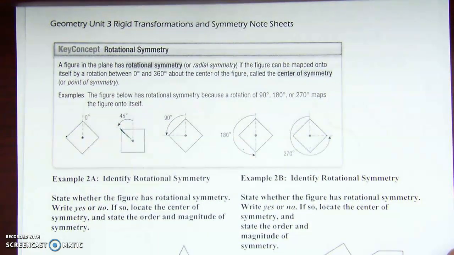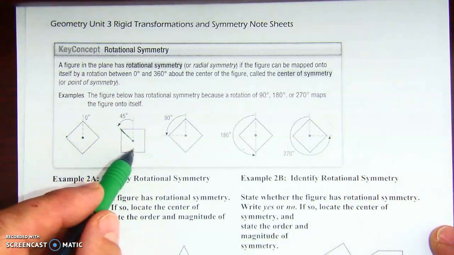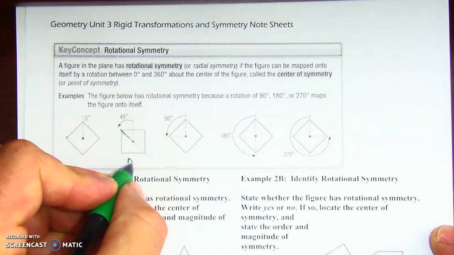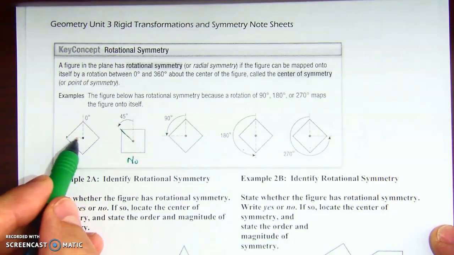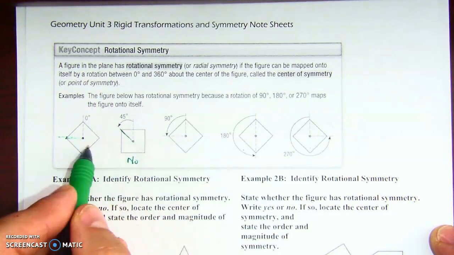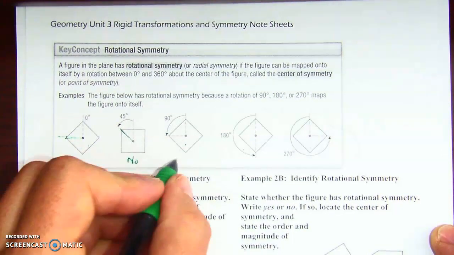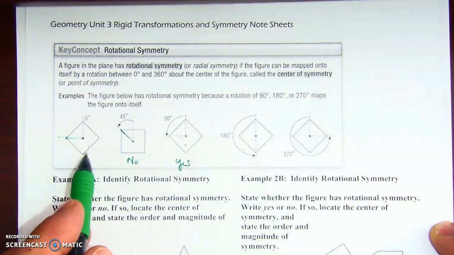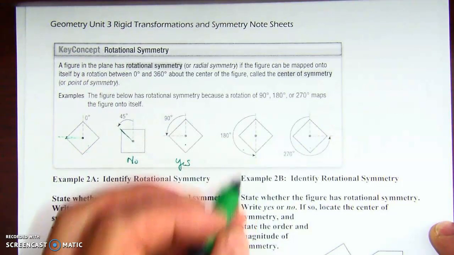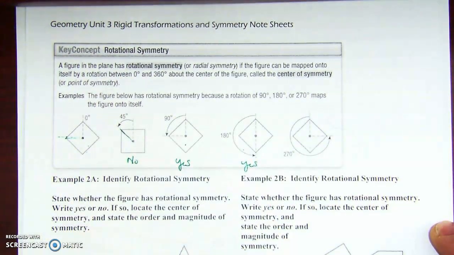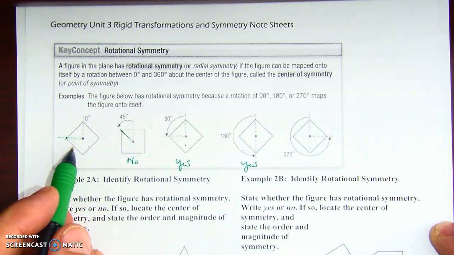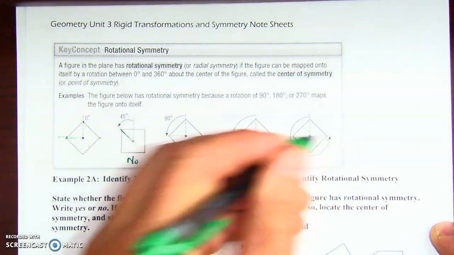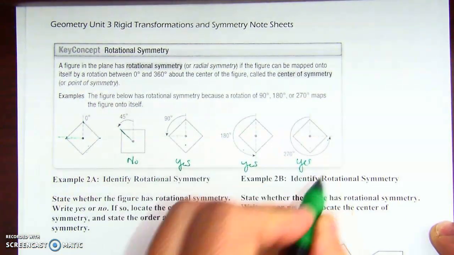So let's go ahead and do this, okay? Let's go back and look. If I rotate it 45 degrees, does it look exactly like that? The answer is no. If I rotate it 90 degrees to this vertex here, do these two look exactly the same? The answer is yes. So 90 degrees works. If I rotate it 180 degrees, would it look the same? The answer is yes. If I rotate it all the way around again to this corner here, taking this one and moving it all the way to here, the answer is yes, because they look exactly the same.